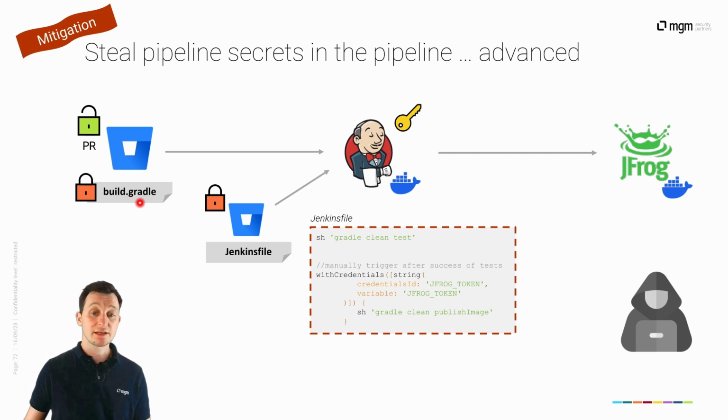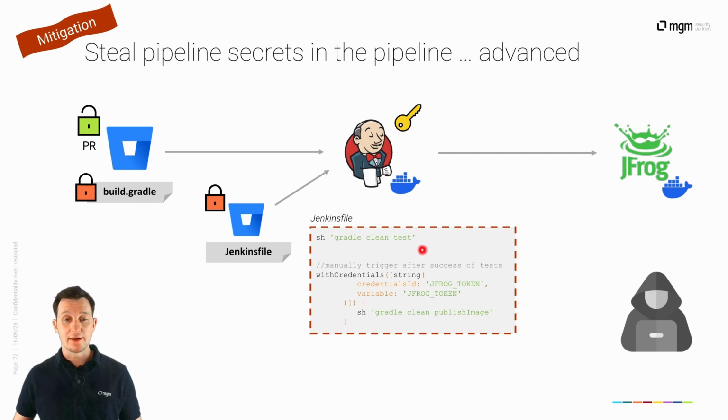And the second thing we could do is to make sure that for the test step that is executed automatically for pull requests, we do not expose any credentials. The credentials then just are exposed for the publish image step, where we really need to publish the image to JFrog Artifactory. But before, for just executing the test, we don't need the credential for JFrog, so we don't give it to it. Okay, some basic recommendations.